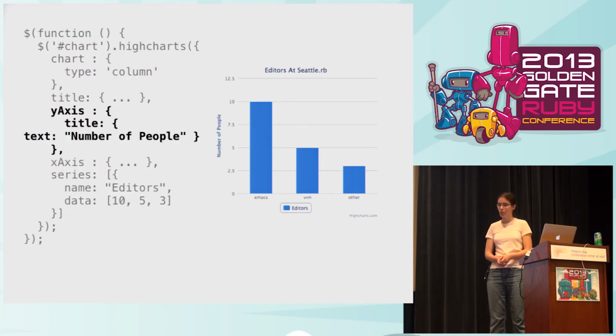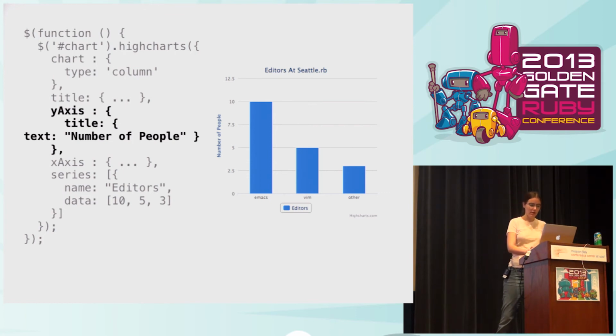And you can also label your y-axis with a label. In this case, we're going to say number of people, so it doesn't say just values. Again, it's just a title. You pass it a string. So that was all very simple.